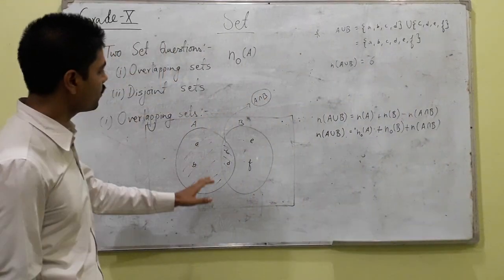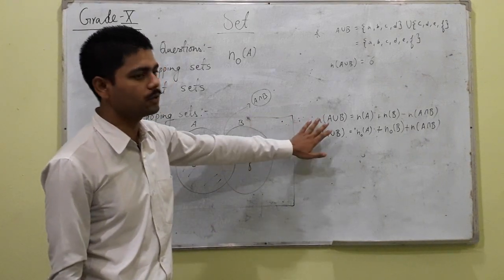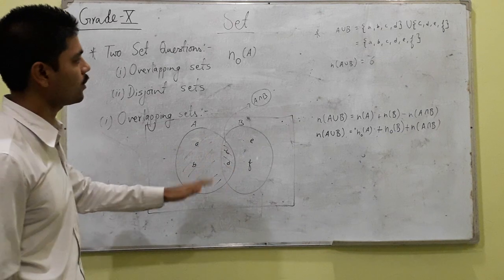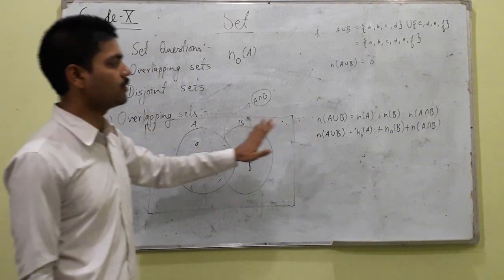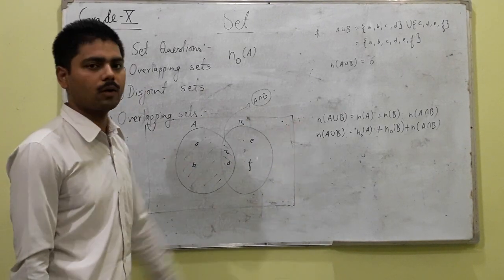There are some other formulas also, but I suggest you just memorize only these two formulas. If you take more formulas, then you will get confused while solving the set questions. Just take these two formulas and almost all of the questions are solved by just these two formulas.